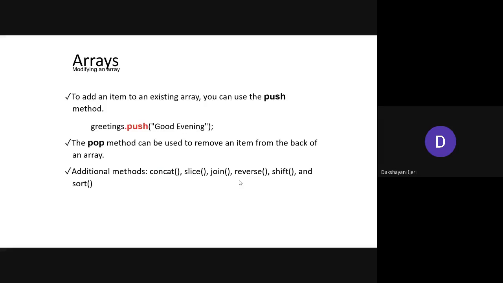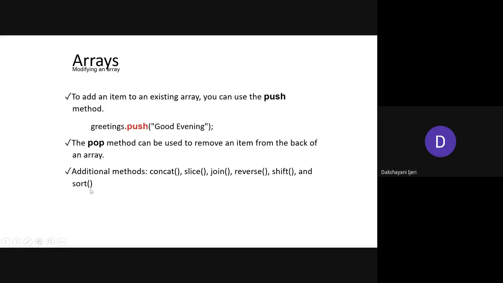So reverse, in the sense, it is going to reverse the order of the array. And shift, what does shift do? If you use the pop method, it is going to remove the last element, and if you go for using the shift method, it is going to remove the element from the beginning index value, that is from the left hand side. It is going to remove one element from the left hand side if you use the shift method on the array.